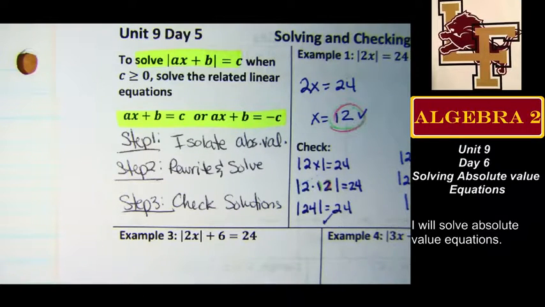Step 1, isolate that absolute value. Step 2, rewrite it as that positive version and that negative version. Make sure you don't write the absolute values. Solve each of those. Step 3, check your solutions.